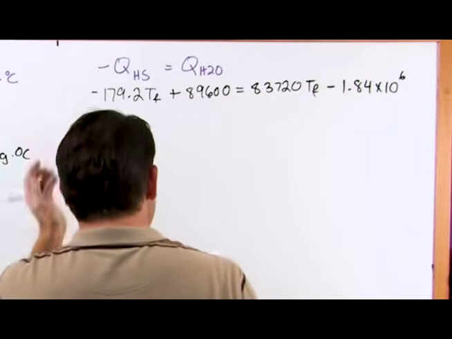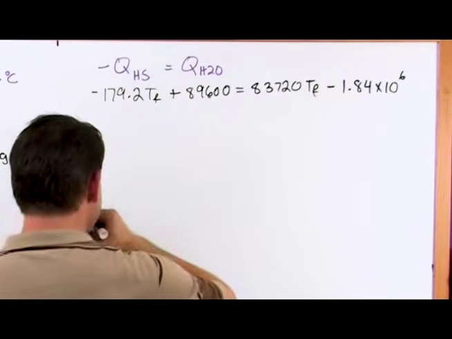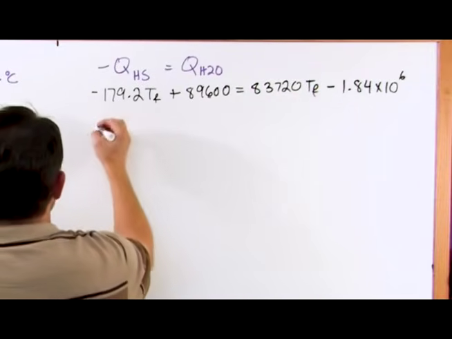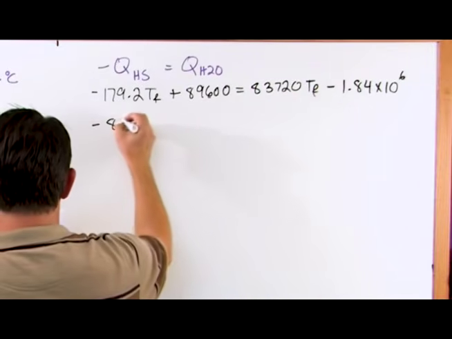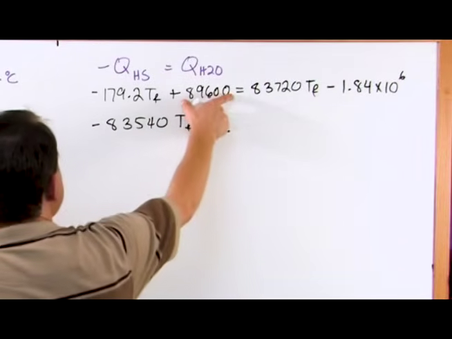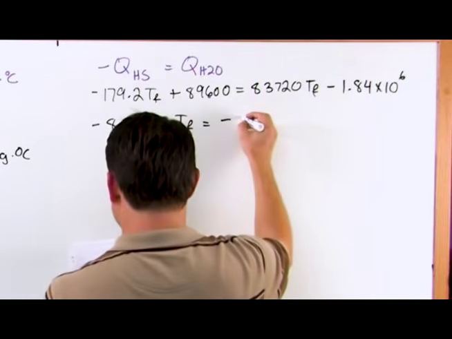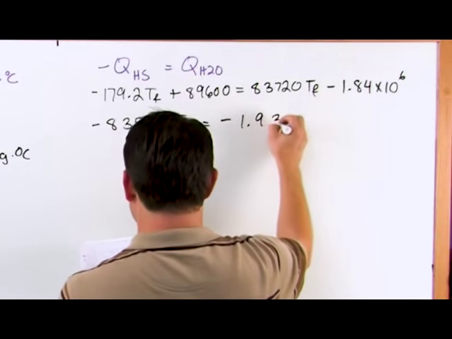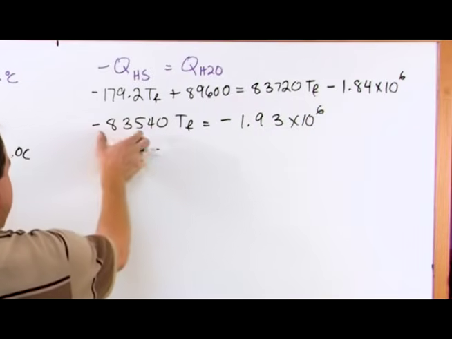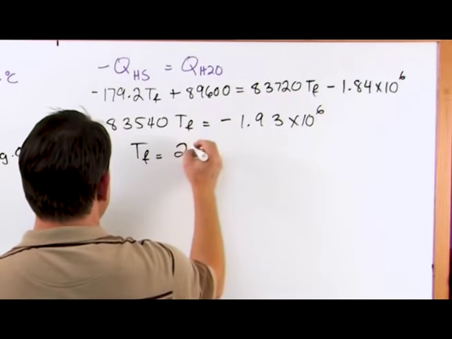Okay? And at this point, it just becomes algebra. On the left, I'm going to take this big number with TF and subtract it from both sides. On the left-hand side, I'm going to get negative 83,540 TF. I'm going to take this number and subtract it from both sides over here. On the right-hand side, I'm going to get negative 1.93 times 10 to the 6th. So I'm going to divide both sides by negative 83,540, and so the final temperature is going to be 23 degrees Celsius.